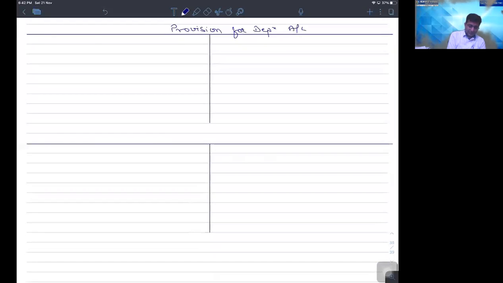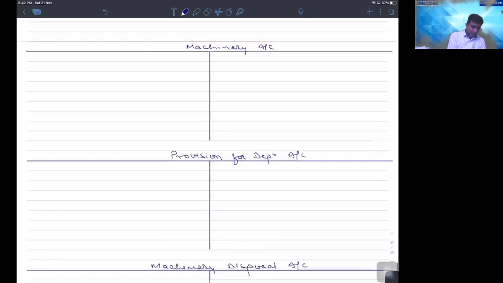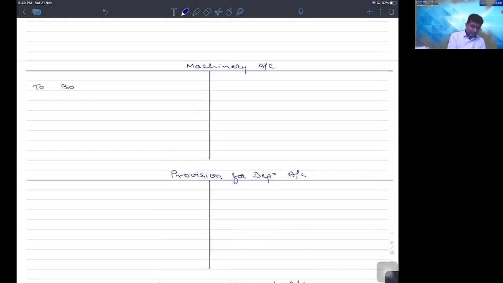You'll have machinery account, you'll have machinery provision for depreciation account, you'll have machinery disposal account. Is it right? The very first two balance brought down in machinery account is 12 लाख.